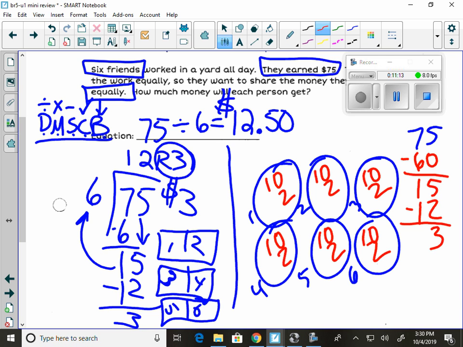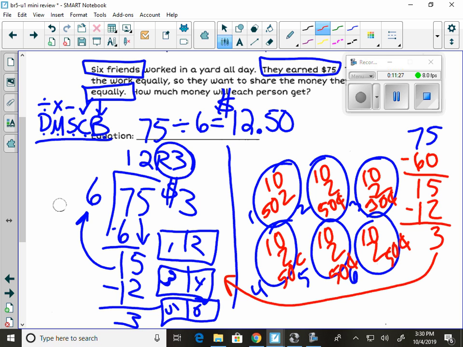What do we do with the $3? Well, same thing we did over here. And that gives us the 50 cents in each of them. 50 cents, 50 cents, 50 cents, and we have it. So there's a visual of kind of what happens in a division problem too.